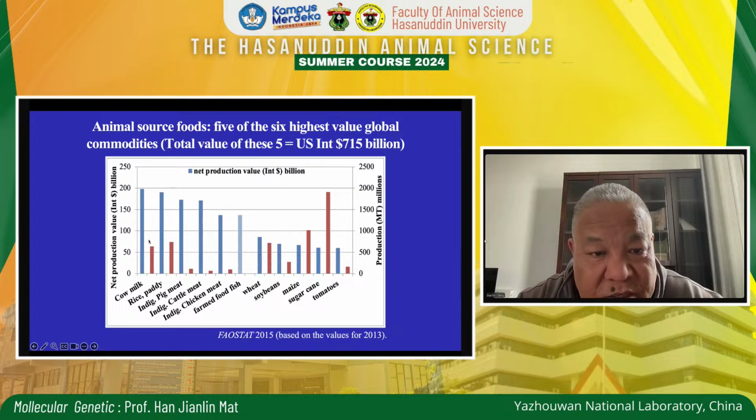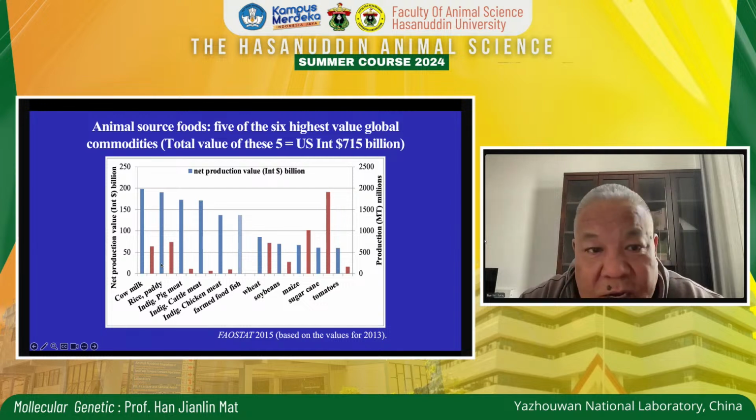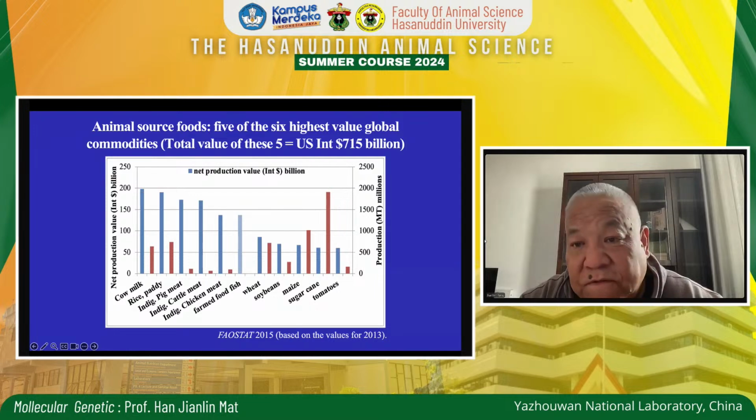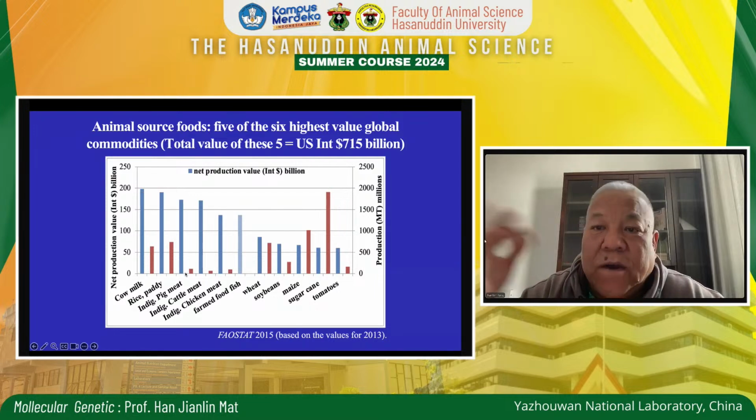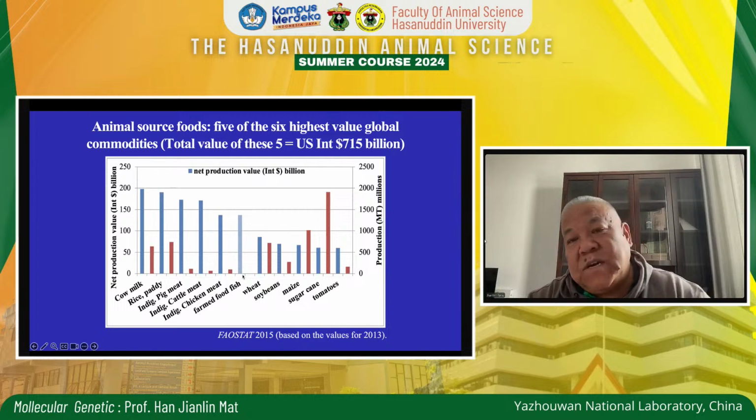Among the top 5 agricultural commodities, cow milk is first, which is the highest value we pay. Rice stays at second position. Then the third is pig meat. The number 4 is cattle meat. The number 5 is chicken meat, followed by fish meat.